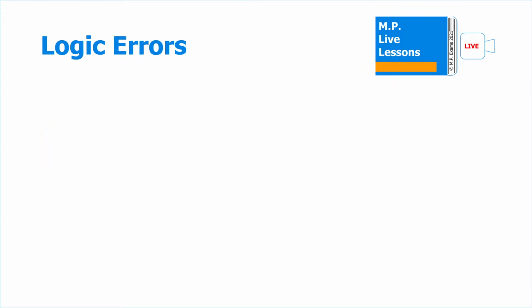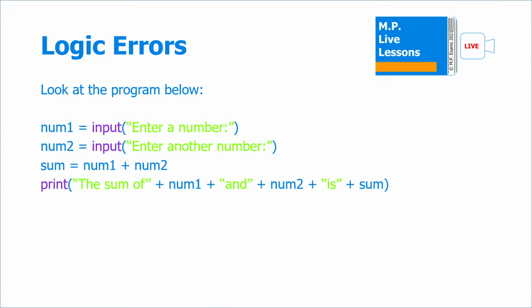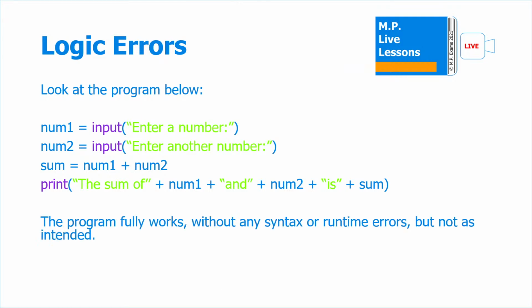Now the last error we need to look at are the logic errors. Now we've got this program below. Once again, think carefully. The program works, there are no syntax or runtime errors, but it doesn't work as intended. Now why doesn't this work?